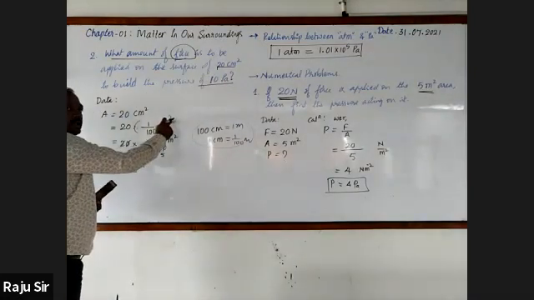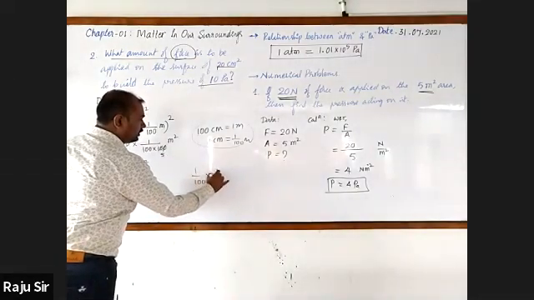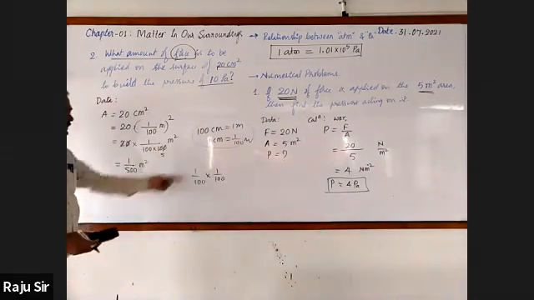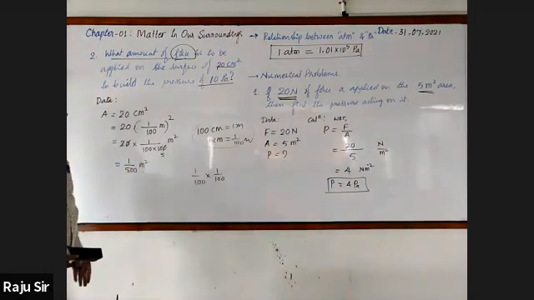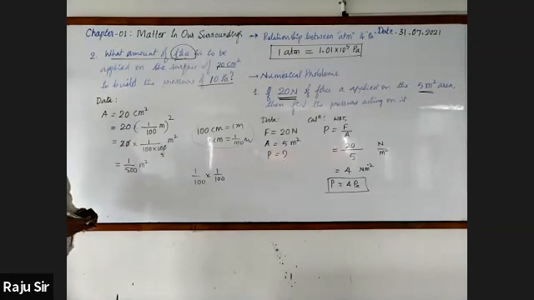Here, the area is 1 by 100 whole squared centimeter, which is 1 by 100 into 1 by 100. It is nothing but 1 by 10,000. I have written 100 into 100 to make the calculation simple. Next, in the pressure calculation, given.